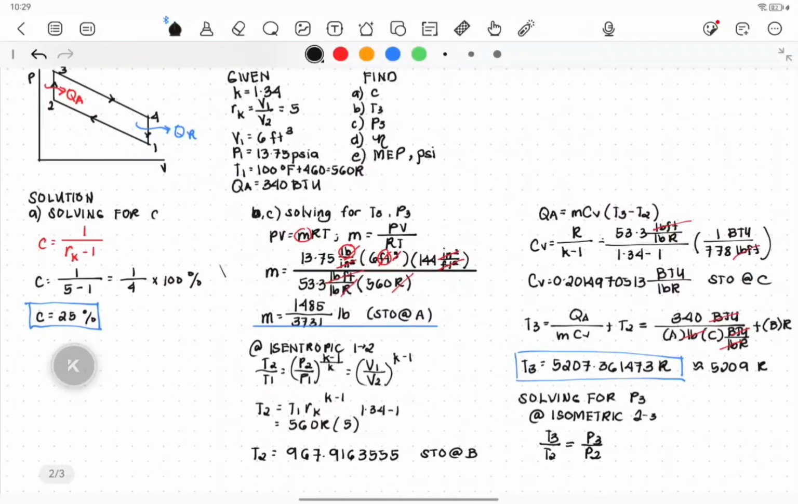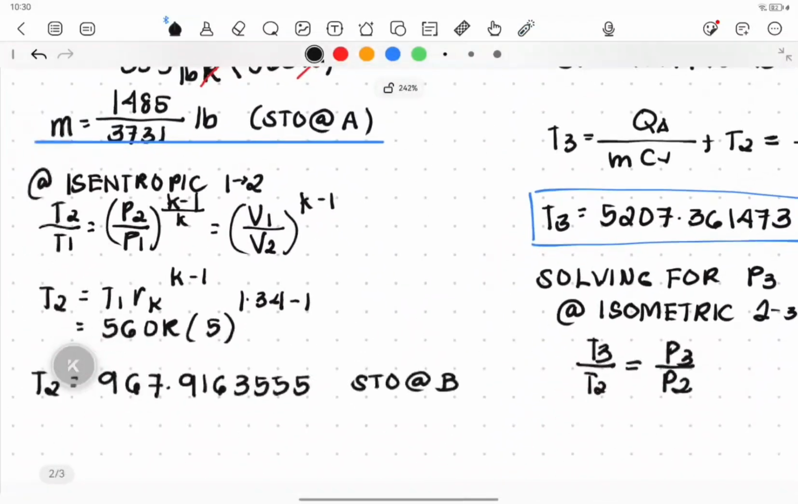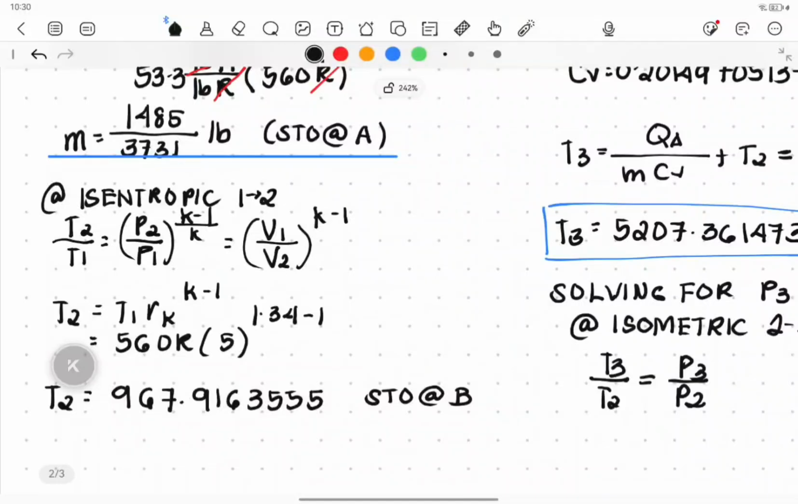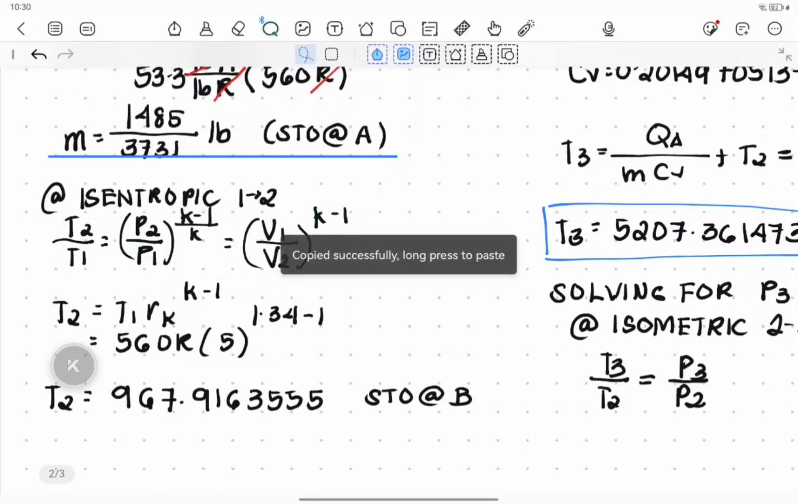So we have to find first our P2, but how can we find it? Okay, what we can do is go back here to get our P2, since here we have T2 and P1 and T1, so we can get our P2. So I'm just going to copy this formula and then we have to proceed in the next page since we have no more space.